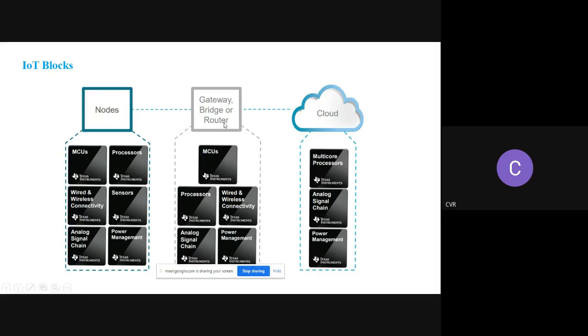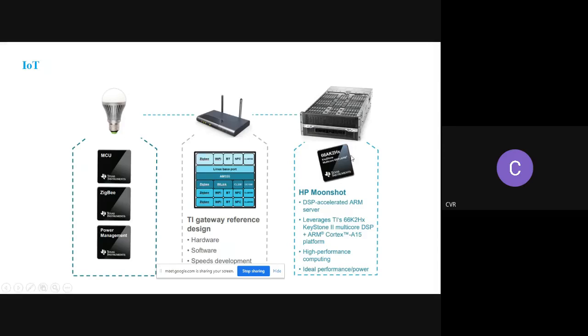Even in a gateway you have a high-end processor, and in the cloud you have very high-end processors. This is one example from Texas Instruments. You can see a server where a very high-end DSP is used, a DSP plus ARM processor. They have a lot of high-end processors for this type of application. Those processors have the software and protocols required for Zigbee, Bluetooth, and other protocols. You will get all the support, so the implementation will be even easier.